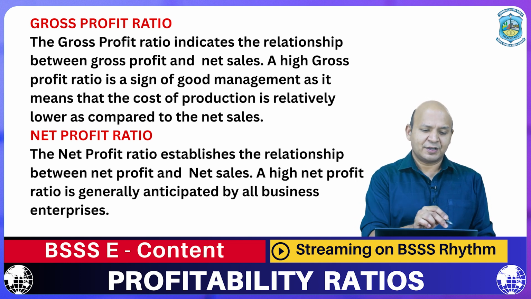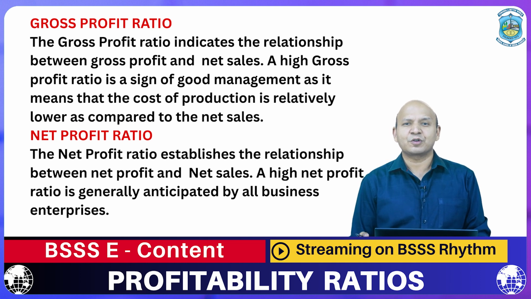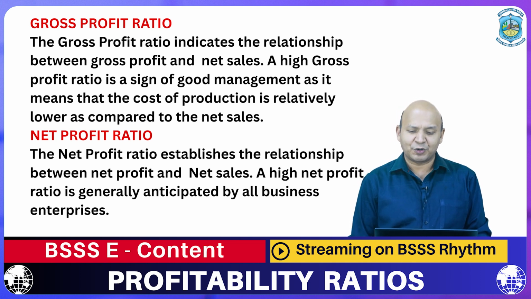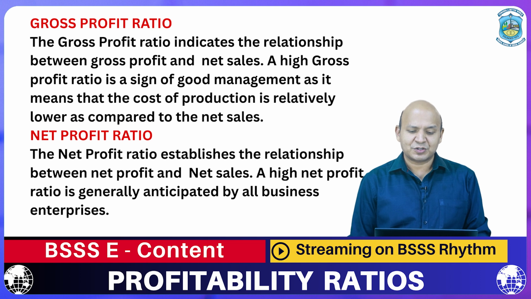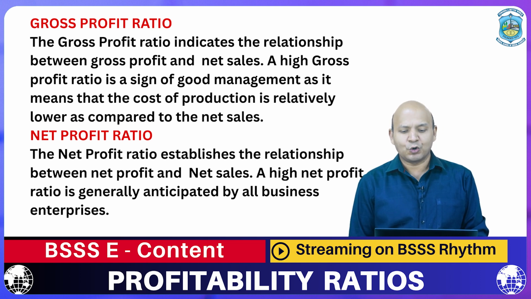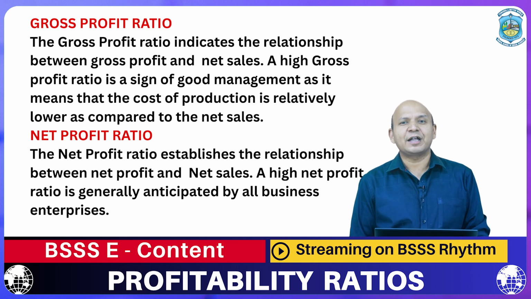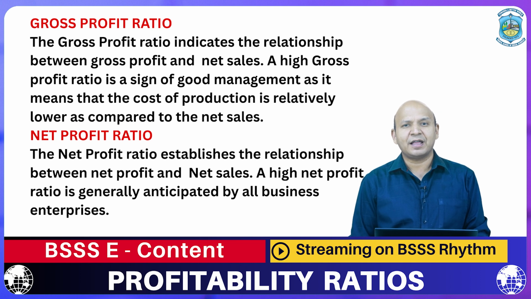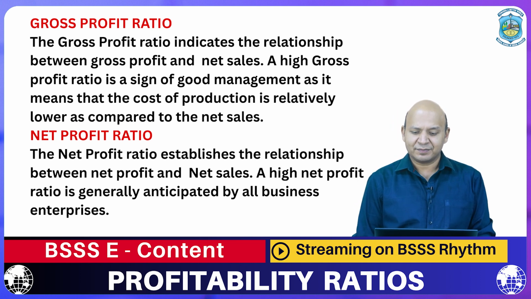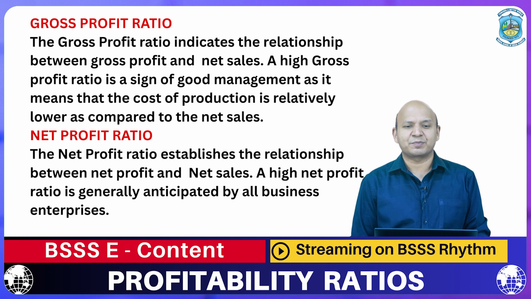The first one is gross profit ratio. It indicates the relationship between gross profit and net sales of the organization. A high gross profit ratio is a sign of good management, and it means that the cost of production is relatively lower as compared to net sales. The second formula was net profit ratio. It indicates the relationship between net profit and net sales of the organization. A high net profit is generally anticipated by all business enterprises.